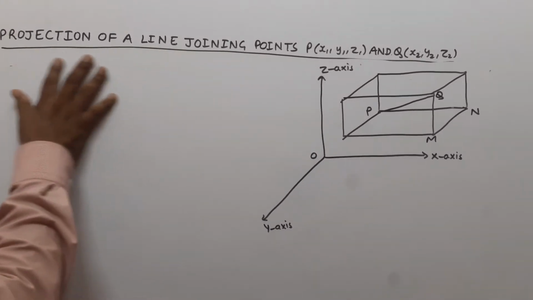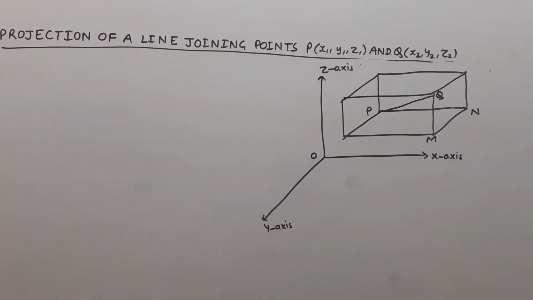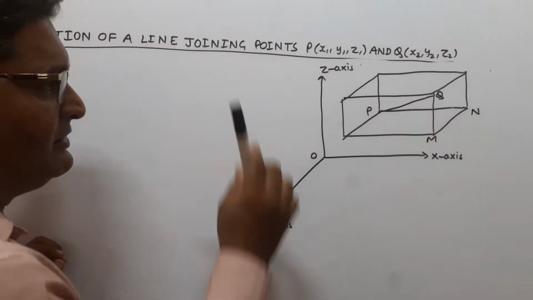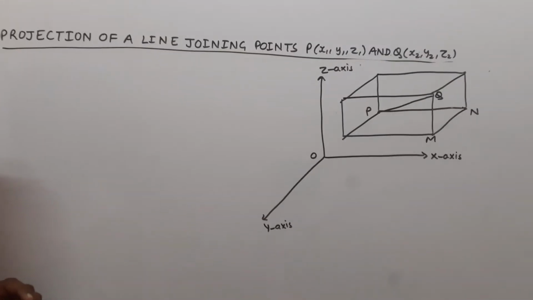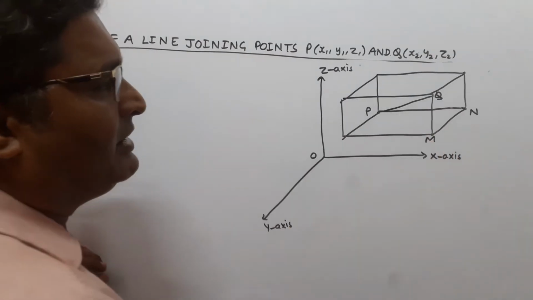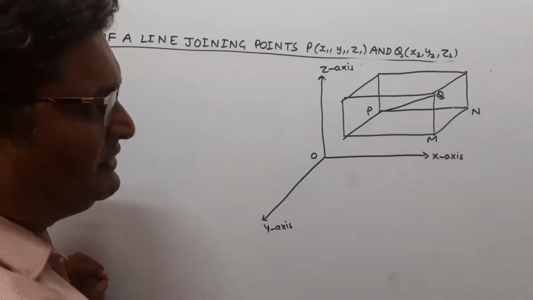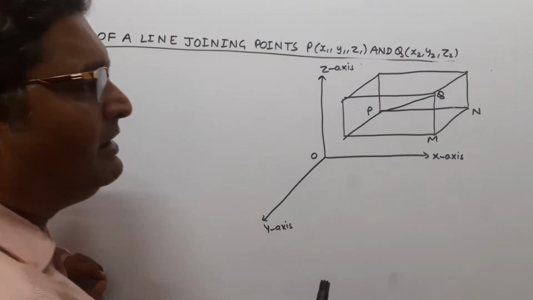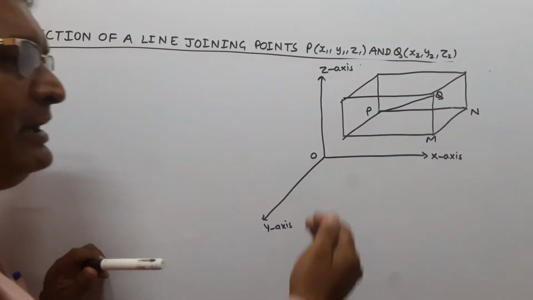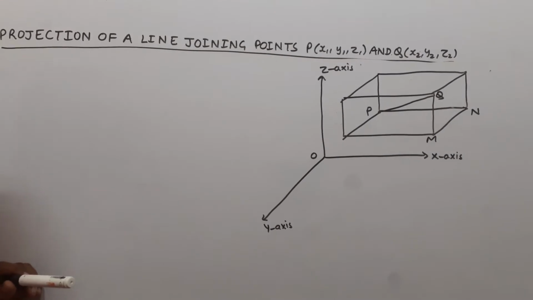In this article we have to find the projection of a line joining points P (x1, y1, z1) and Q (x2, y2, z2). So this is the x-axis, this is the y-axis and this is the z-axis. O is the origin. There are 2 points P and Q whose coordinates are (x1, y1, z1) and (x2, y2, z2). Here we draw planes through P and Q, parallel to the coordinate planes.